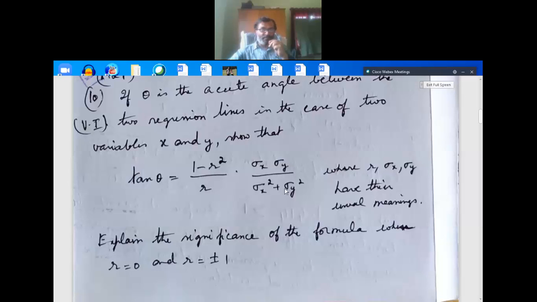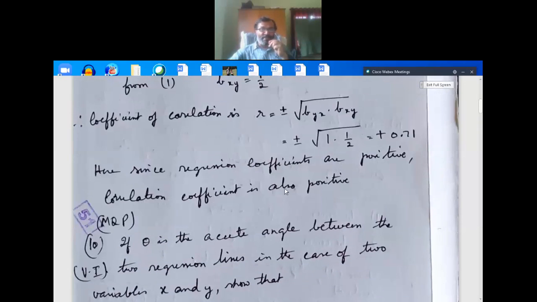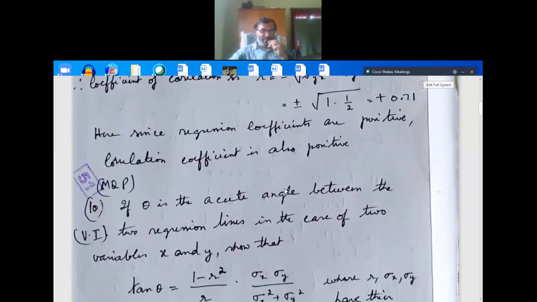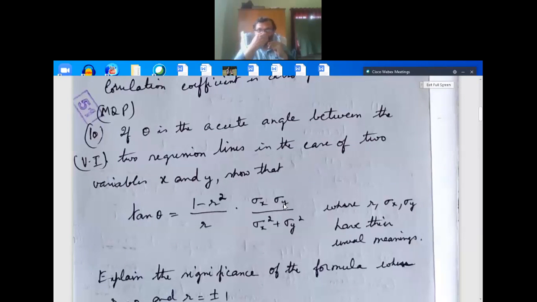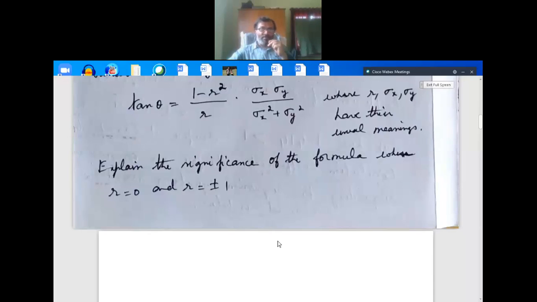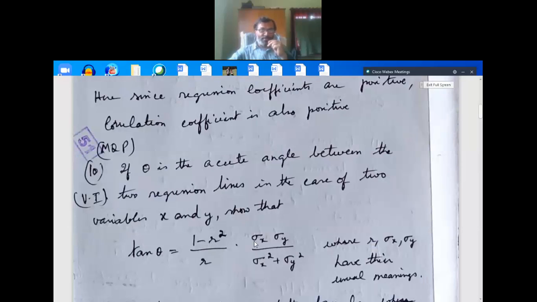Okay. Again, I repeat: if theta is the acute angle between the two regression lines, in the case of two variables x and y, show that tan theta equals (1 minus r squared) by r into sigma x into sigma y divided by (sigma x squared plus sigma y squared), where r, sigma x, sigma y have their usual meanings. Usual meanings means r is the coefficient of correlation, sigma x is the standard deviation of x, sigma y is the standard deviation of y, etc.